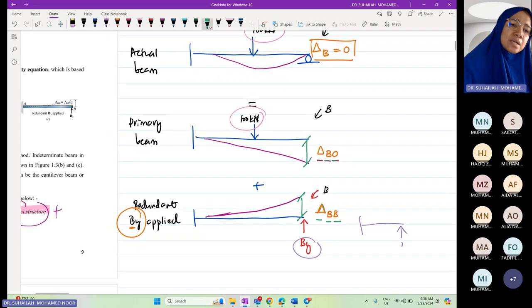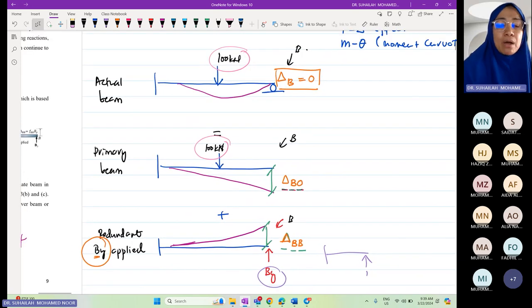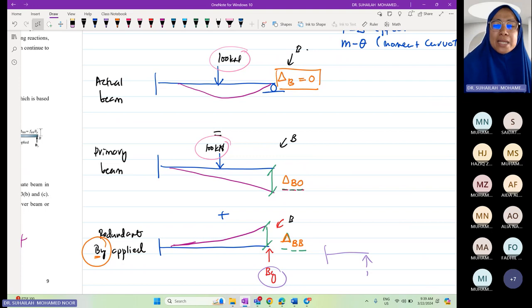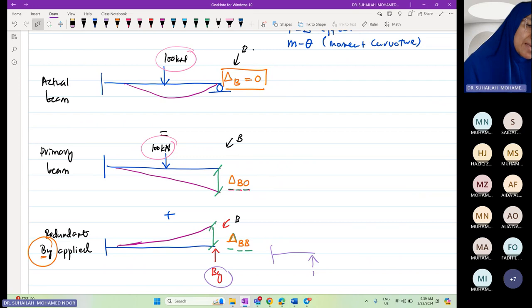Okay, so kita ada displacement at point B for three system. Okay, so this is the principle of superposition. Now, from this diagram, we will write the equation. We call it as compatibility equation. And compatibility equation is actually based on displacement occur at point B for each system. Okay, means that kita nak gabung lah.